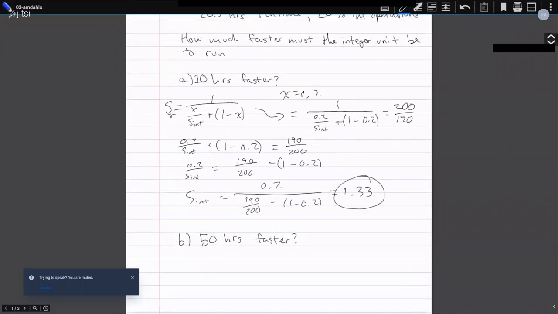So this is an application of Amdahl's law, and we're also using the old definition of speedup over here. And we're solving in this case not for the total speedup, but doing the reverse: solving for the speedup of the thing that we have control over. Okay, so we're about 50 times faster.